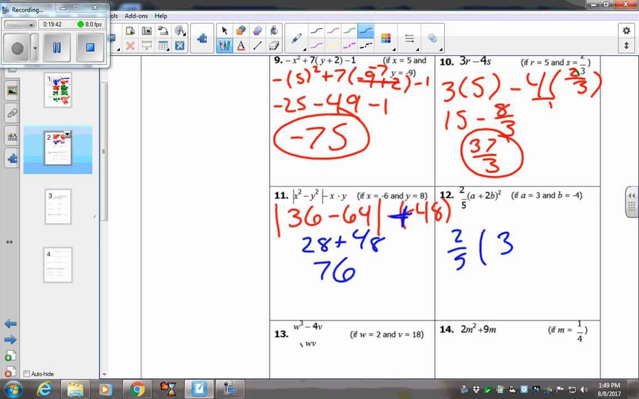So this is really going to be negative 8 squared. 3 minus 8 is negative 5. Negative 5 squared is 25. So I'm going to have 2/5 times 25.